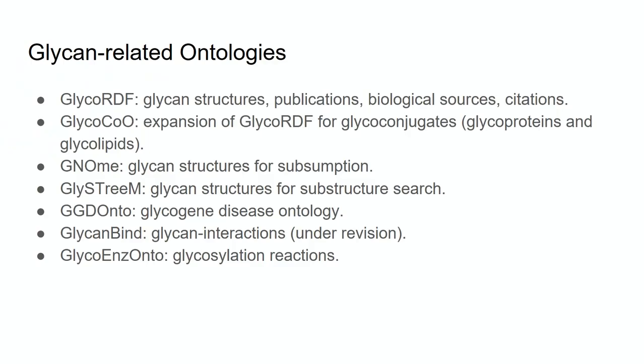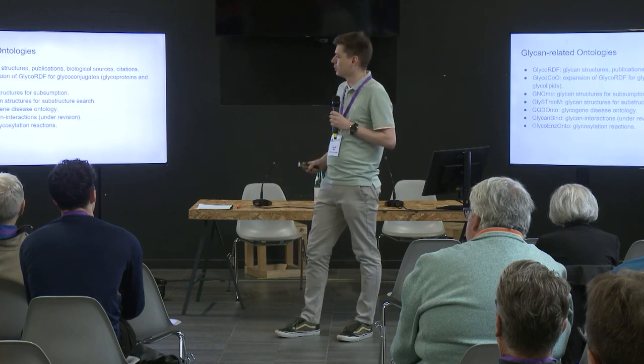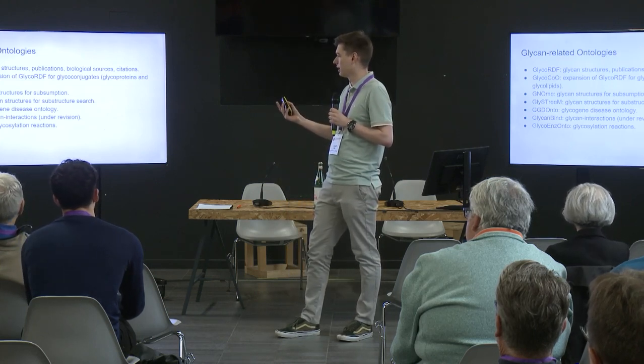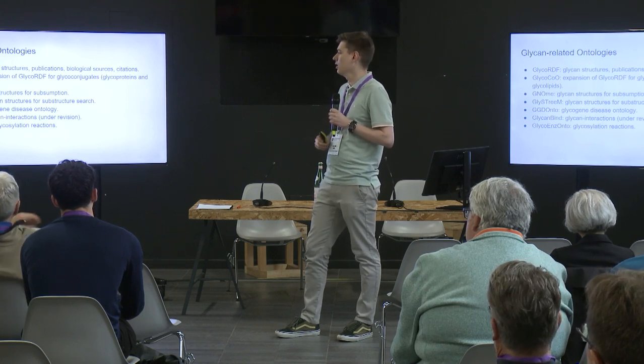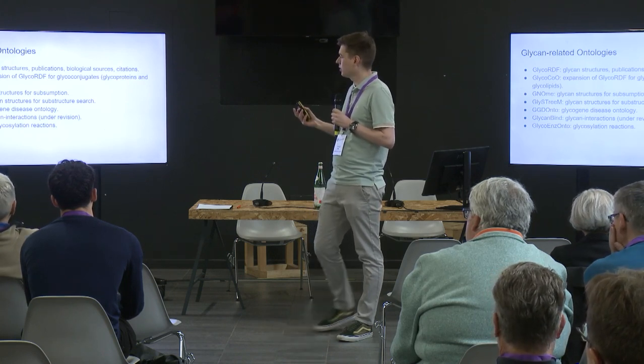So looking at the first of these, we have glycan-related ontologies, and we can see a broad number of examples here. And it's worth mentioning at this point that with all these tools that we're showing here, the vast majority of people that make and develop these tools are within this room. So any interest in any of these, they're the people to find. But we can see, for example, just going through these very briefly, we have GlycoRDF for glycan structures, publications, biological sources and citations. GlycoOL, so it's an expansion of GlycoRDF.